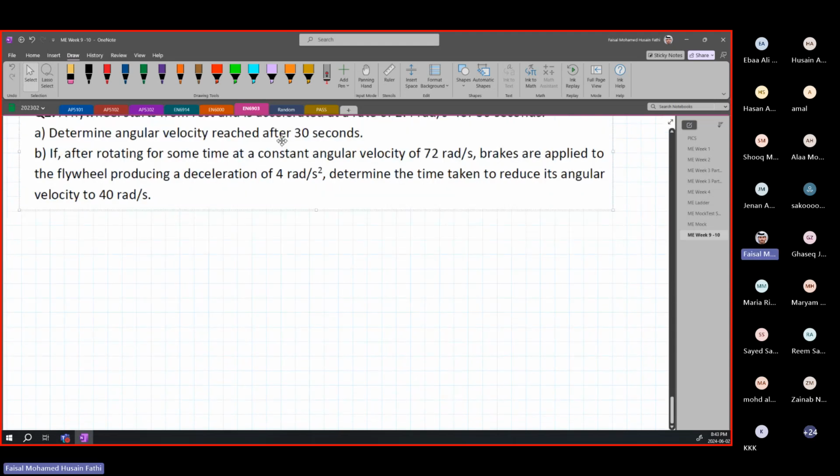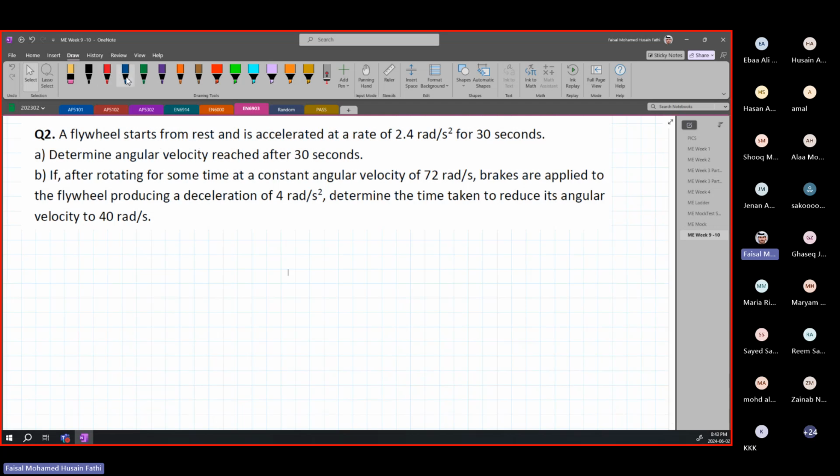We have a flywheel that starts from rest. So when you are reading a question, make sure you identify everything from the very beginning. A flywheel is basically a type of wheel, so we know it's going to be a rotational type of motion. And they say that it starts from rest. From rest means omega 0, or initial angular velocity, is equal to 0, similar to linear motion. So it's equal to 0 radians per second, or RPM. It's the same. It's 0.